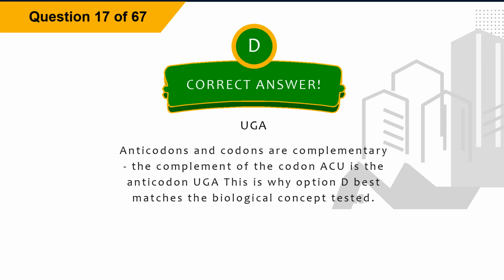Explanation: anticodons and codons are complementary. The complement of the codon ACU is the anticodon UGA. This is why option D best matches the biological concept tested.